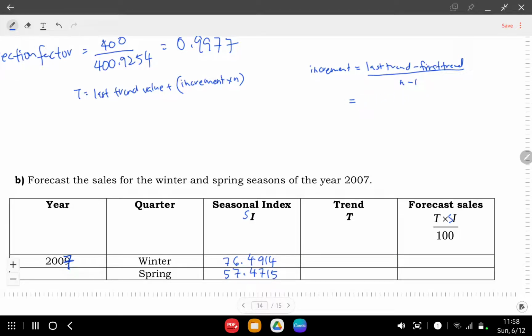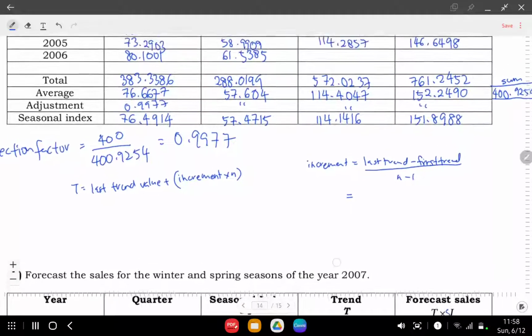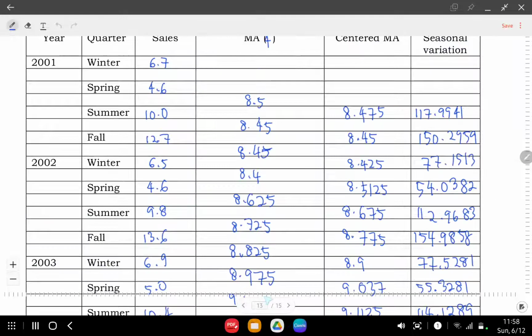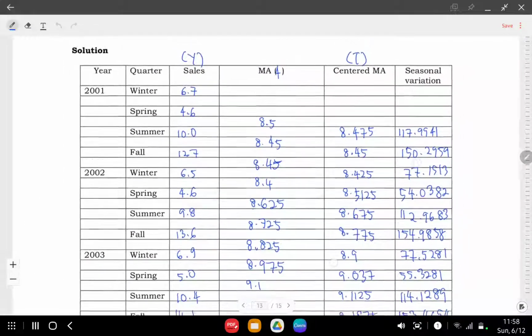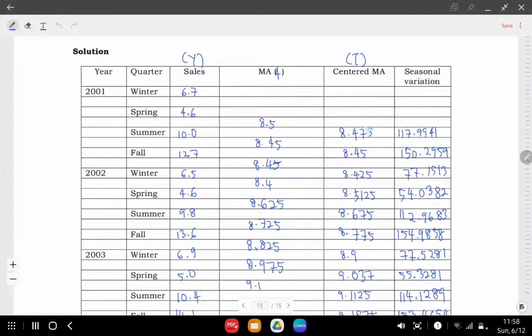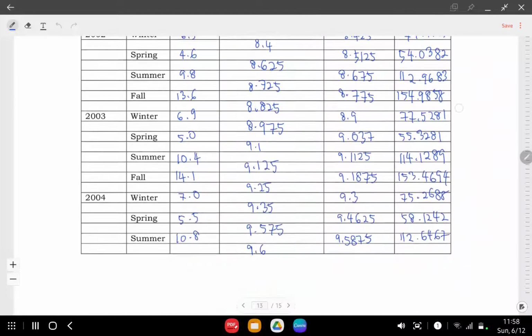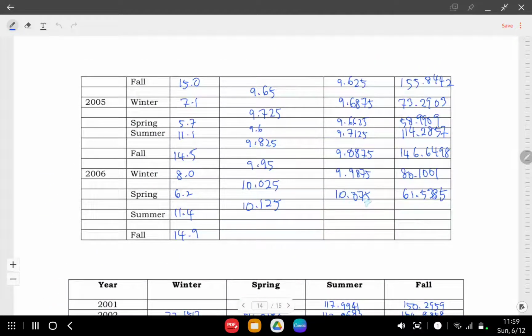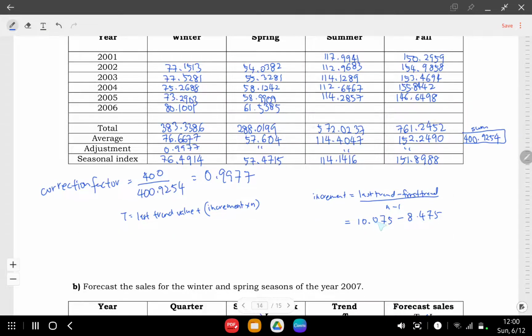So we need to refer to our first table. What are our last trend and first trend? Trend is T. So here is our first trend, 8.475, and our last trend is right here, 10.075. So 10.075 minus 8.475, divided by n minus 1.